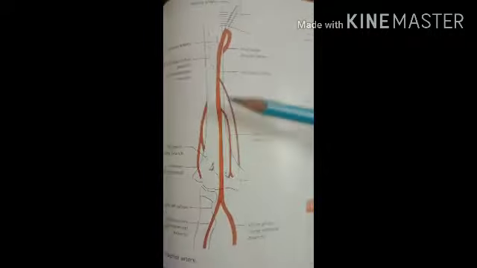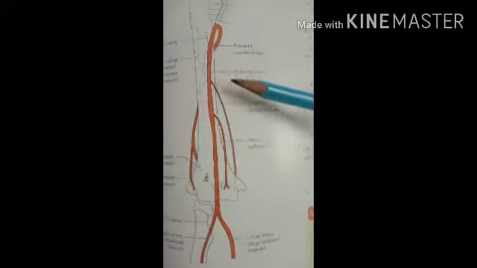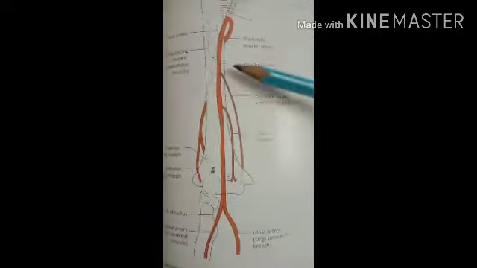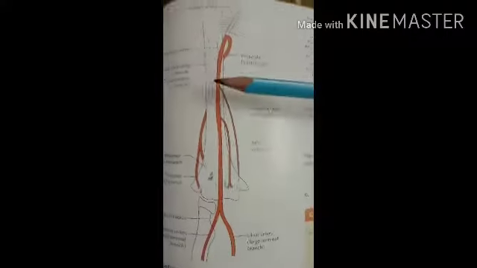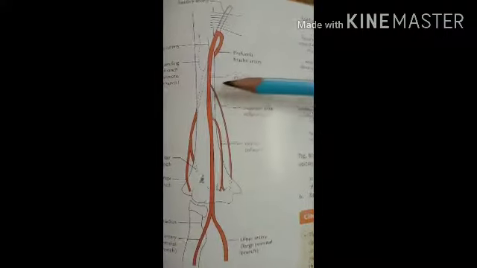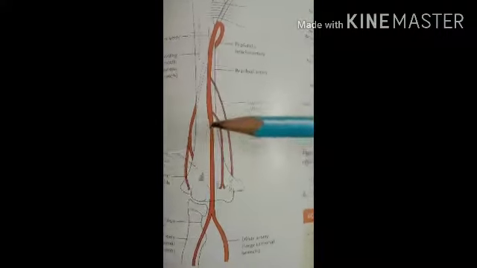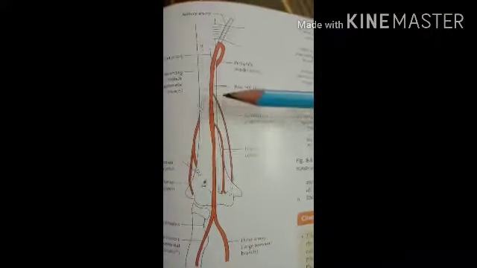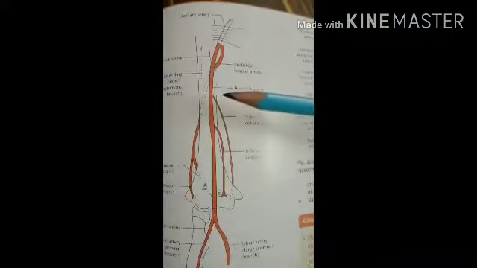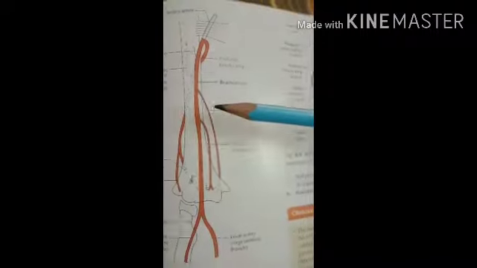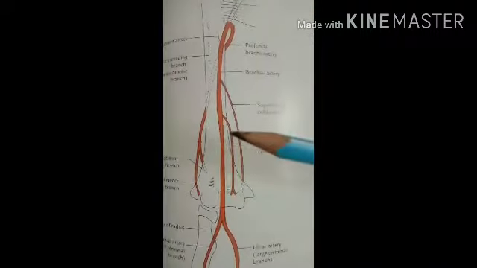Then the branches of the brachial artery. During its course, it gives several branches. First, the muscular branches. The muscular branches supply the muscles of the anterior compartment of the arm, that is the biceps brachii, coracobrachialis and the brachialis. These three muscles are supplied by the muscular branches.